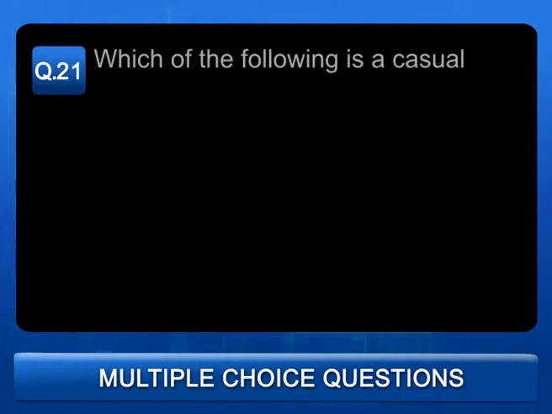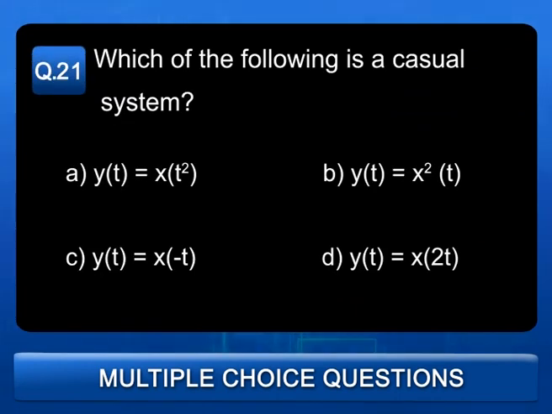Let us now look at question number 21. Which of the following is a causal system? A. y of t is equal to x of t square. B. y of t is equal to x square of t. C. y of t is equal to x of minus t. And D. y of t is equal to x of 2t. The answer is B. Causal system is y of t is equal to x square of t.